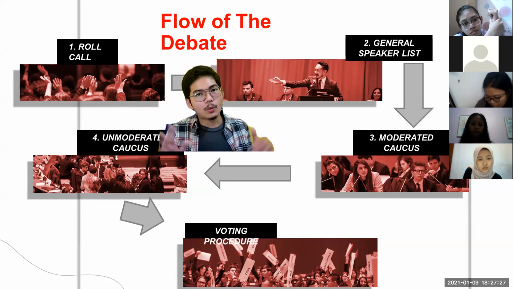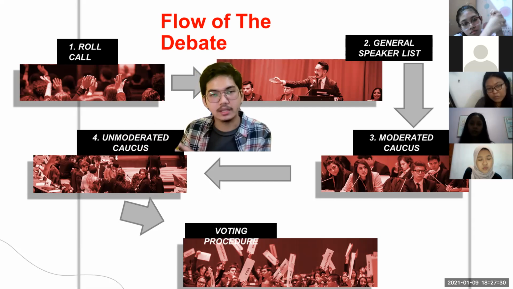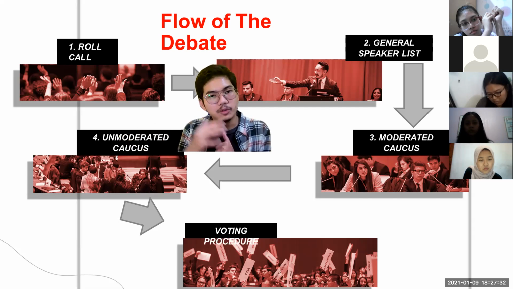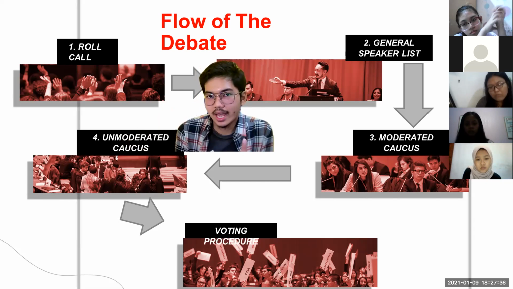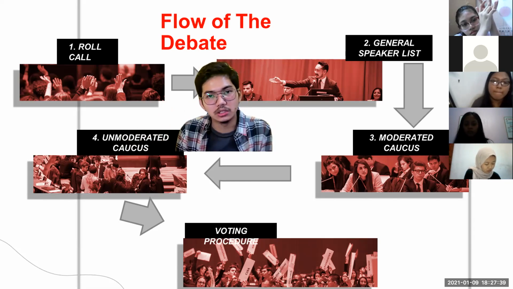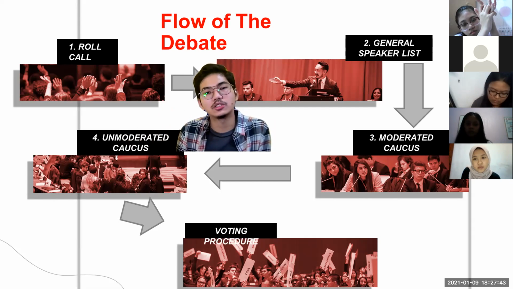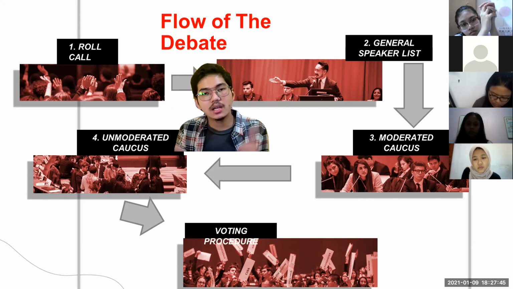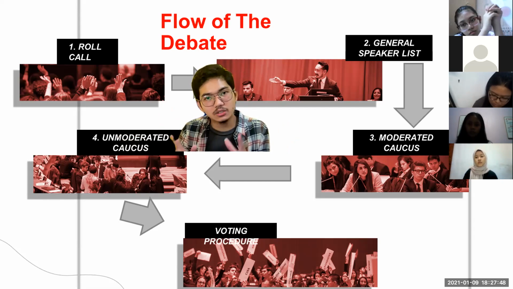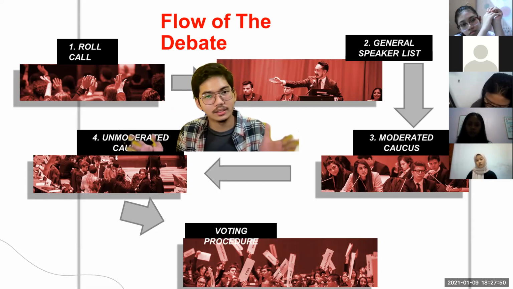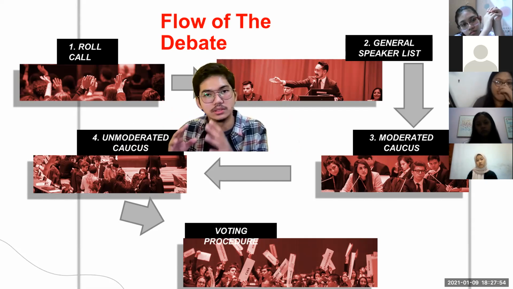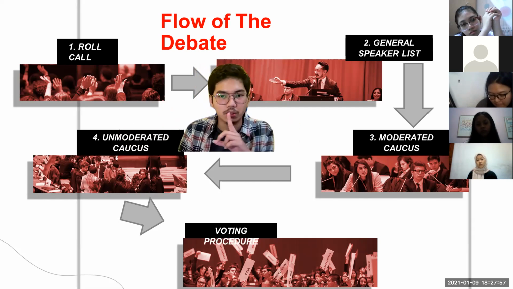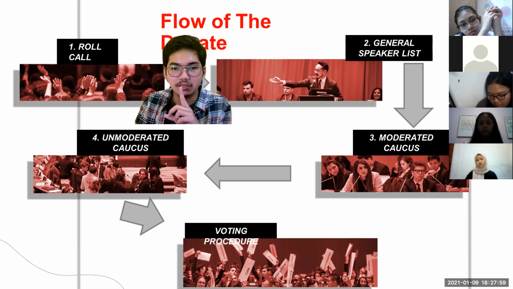What is the difference? When you are present but not voting, that means that you are only present at the simulation, but you're not willing to vote at the voting procedure or the voting session of the simulation. You're going to give a speech, but you're not going to say whether you are pro or contra to the exact discussion. That's roll call. The next one is general speakers list.